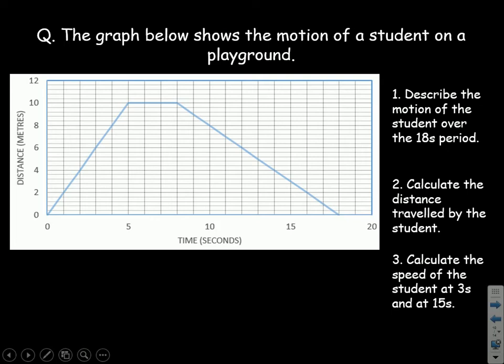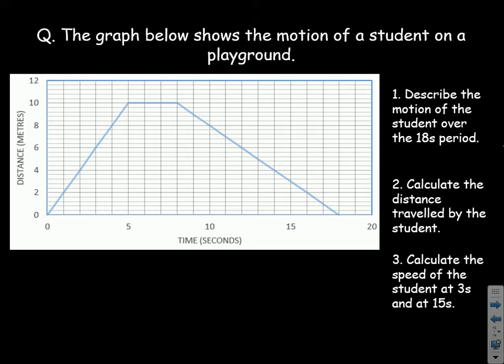So this is part 2 of motion, and the point of this video is simply to go through with you some example questions that they could ask you on your exam. To start off with, we have our first question, which is showing a student's motion on a playground.